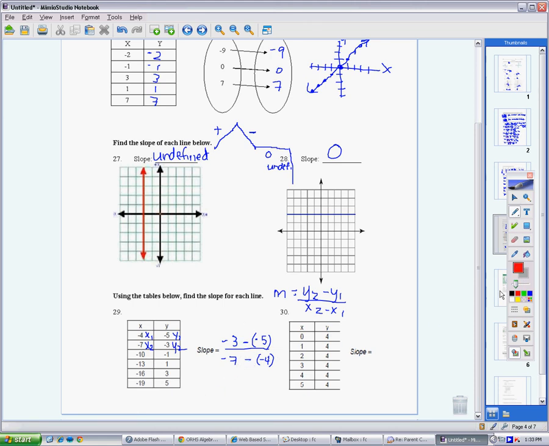Simplify. I've got double negatives, so this is going to turn into a positive, and this is going to turn into a positive. And I'm going to simplify. I get 2 over negative 3, and that's my slope for 29. I'm picking my slope for 30. I can pick any 2 points, label it x1, y1, x2, y2, plug it into the formula. I get 4 minus 4 over 1 minus 0, which gives me 0 over 1, which is equal to 0. So my slope is 0.